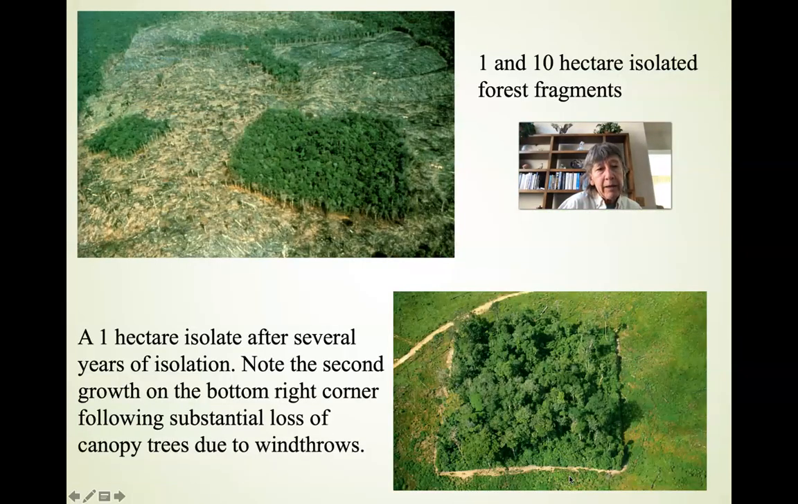Let me go back. Another thing he found is that because the small islands of forest ended up being mostly edge, edge effects had a great impact. The species extinction rates were much higher on these small islands than were predicted by species-area curves, because the smaller the island, the greater the amount of edge in proportion to interior forest.